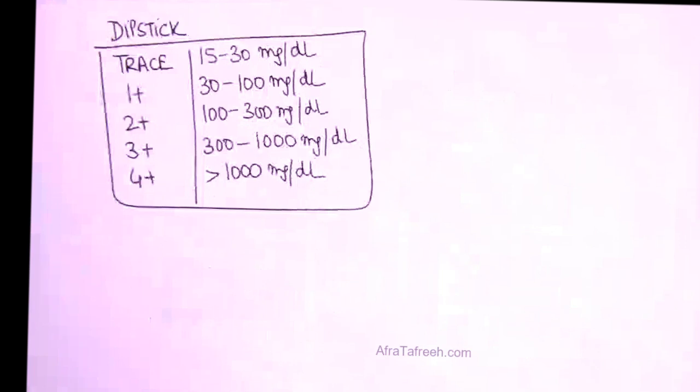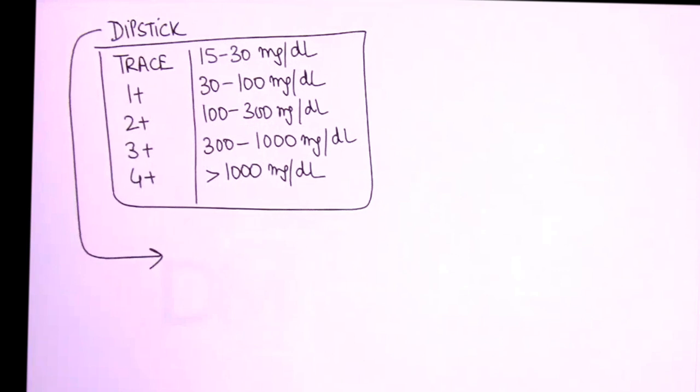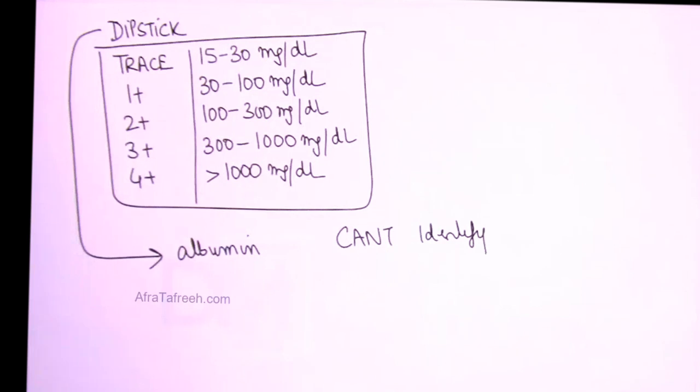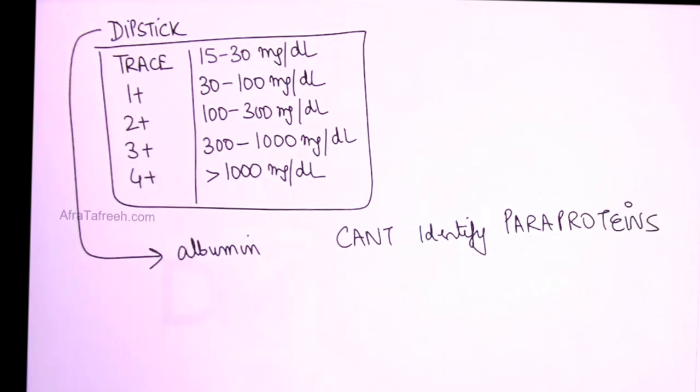But what is the limitation of the dipstick for proteinuria? Do remember that the dipstick I have just described for proteinuria can detect only albumin. It cannot detect positively charged proteins. It cannot identify paraproteins. So many times you might have a patient of multiple myeloma whose total urine protein is 8 grams, 10 grams, and the dipstick is negative. Why? Because the dipstick is designed to pick up negatively charged protein albumin, and it cannot identify positively charged proteins of multiple myeloma, that is paraproteins. That's one of the big limitations of the dipstick.